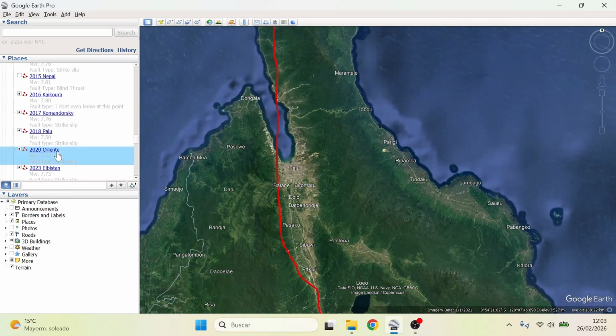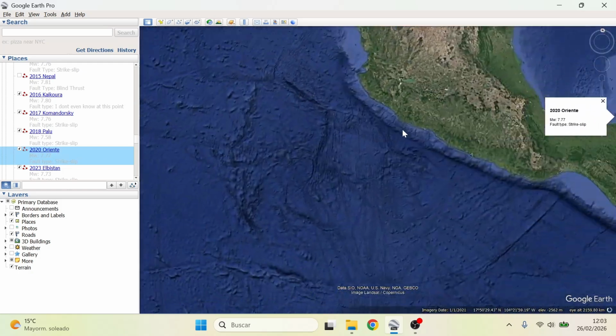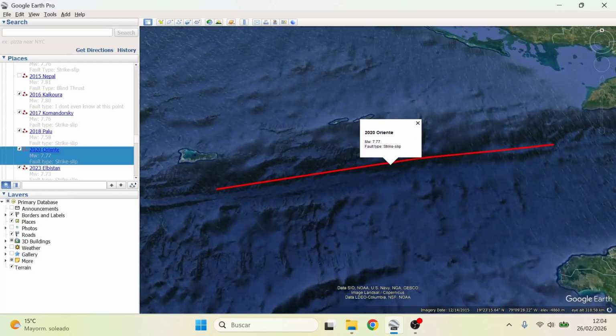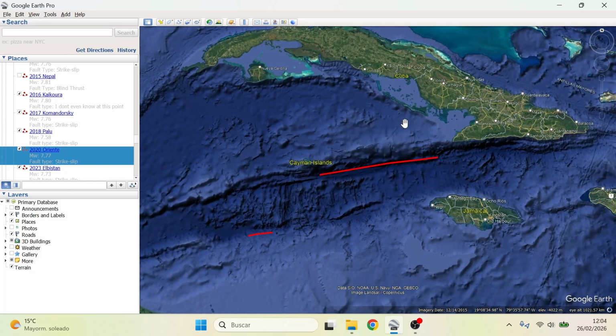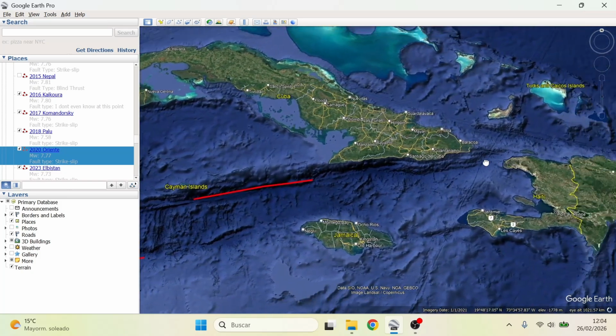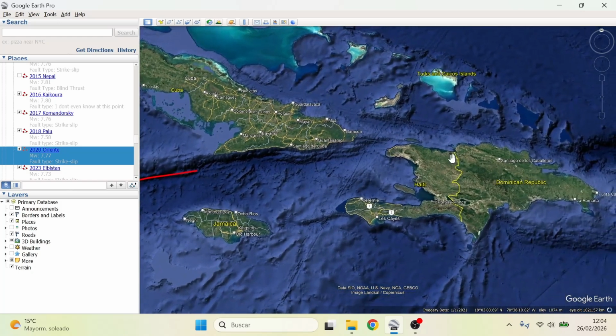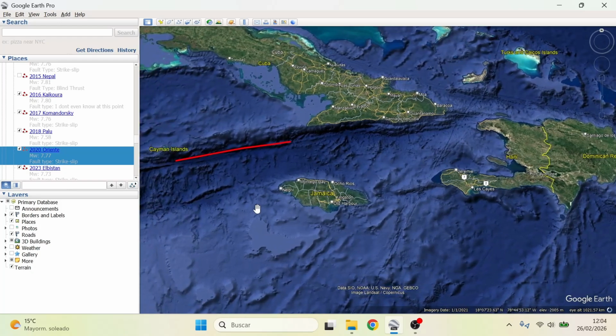There is also the 2020 Oriente fault in the Caribbean, which didn't cause much destruction because it was in a part of the Caribbean Sea, but the fault line covers this part of Cuba and maybe also the northern part of Hispaniola. There is also Jamaica here.